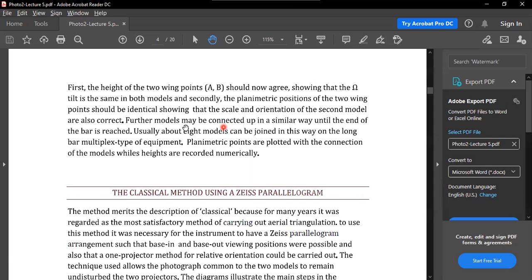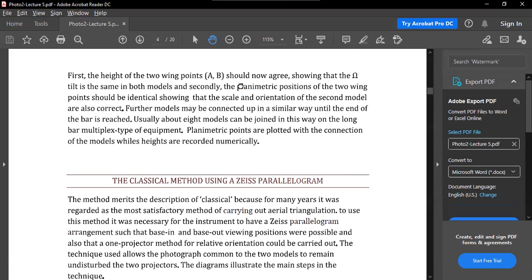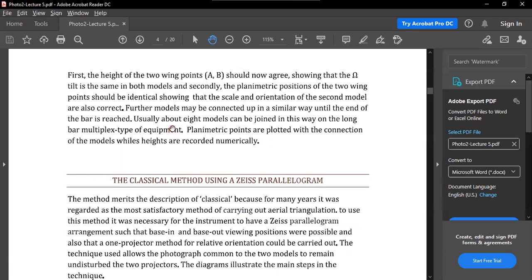Okay. So yeah, secondly, the planimetric positions of the two wing points should be identical, showing that the scale and orientation of the second model are also correct. Okay. So those 2 points shouldn't only agree in height, but also planimetrically, they should be identical. Okay, because we're not only looking at the height, we also are looking at the alignment as well. Okay. So this is it.